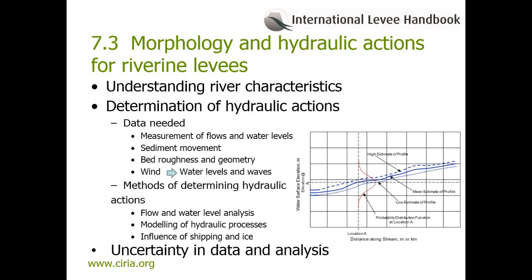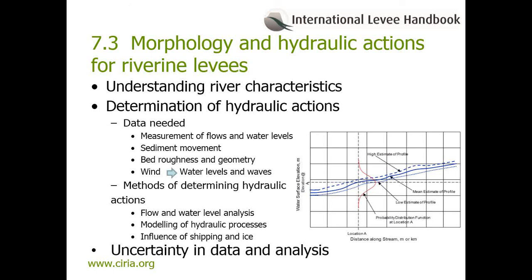Section 7.3 presents morphological and hydraulic actions for levees in a river environment. Of primary concern is gaining an understanding of river characteristics and determining hydraulic actions. To accomplish this, data are needed to evaluate discharge, water levels, channel geometry, channel roughness, and a number of other parameters. Key data requirements with methods to measure or calculate their values are described. Because measured data are often limited in scope and time, there is always uncertainty when estimating hydraulic loads.